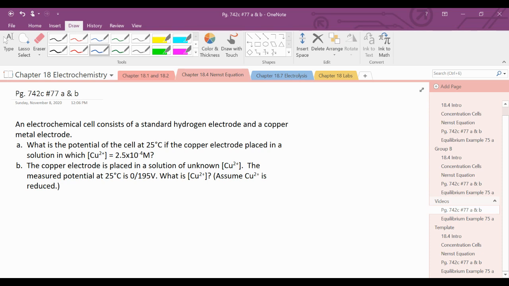We're going to go over some Nernst equation problems. You're either watching these to review what we did in class, or maybe we didn't get them covered in class, or you were absent from class. So we'll start with number 77A and B on page 742.